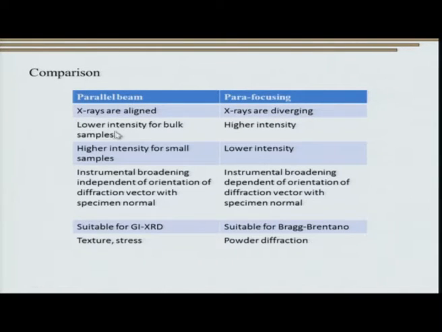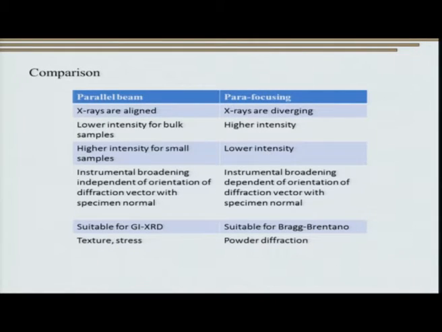The parallel beam geometry gives lower intensity for bulk samples, and that is why we do not use it regularly, while for normal bulk and powder samples we use the normal parafocusing geometry, which gives higher intensity. However, whenever we come to smaller samples or thin film samples, we go and use a parallel beam geometry, because parafocusing geometry gives us a lower intensity.